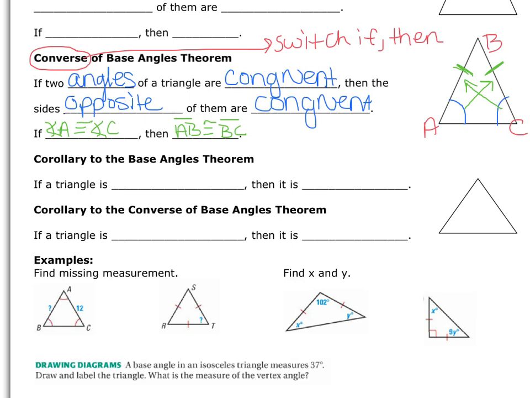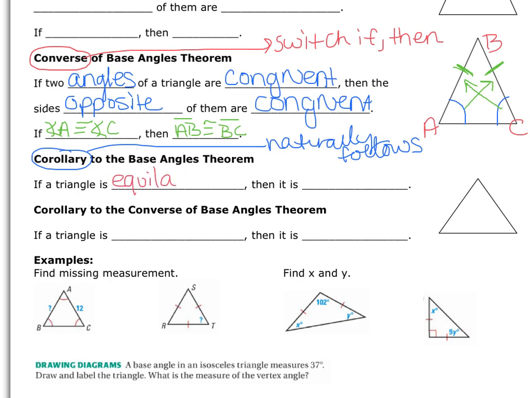Now, the corollary to the base angle theorem. Remember, we've talked about this word corollary. It just means something that naturally follows, something where you go, well, duh, that makes sense. That's a corollary. I've briefly mentioned this to you before, but if a triangle is equilateral, then it is also equiangular.